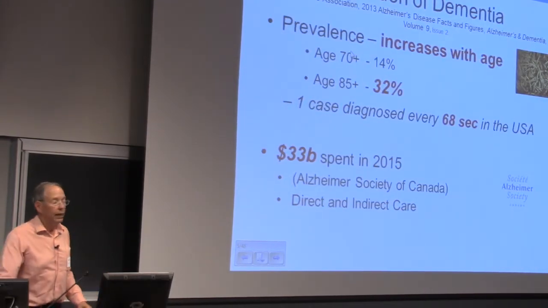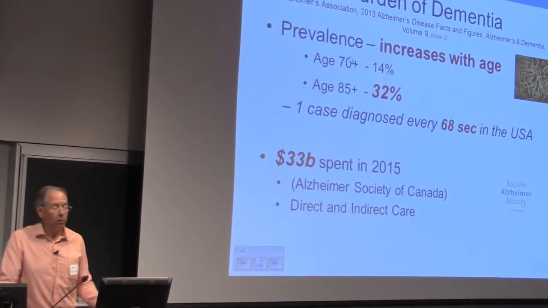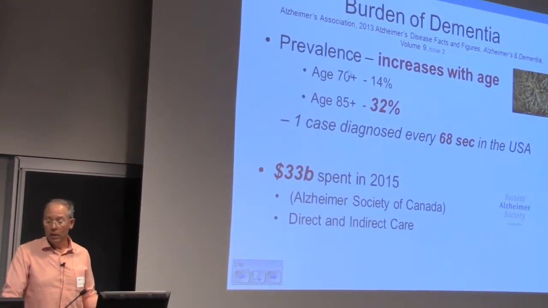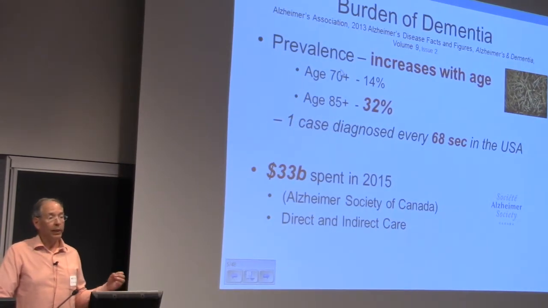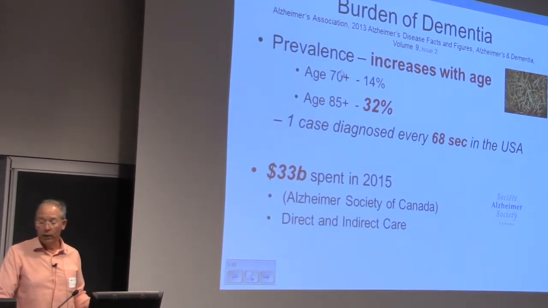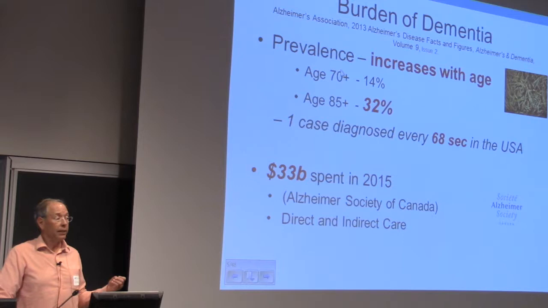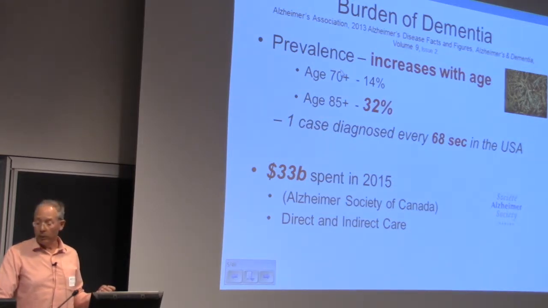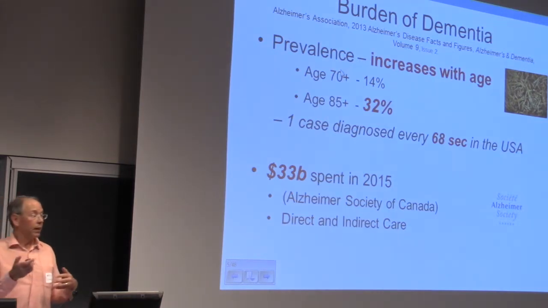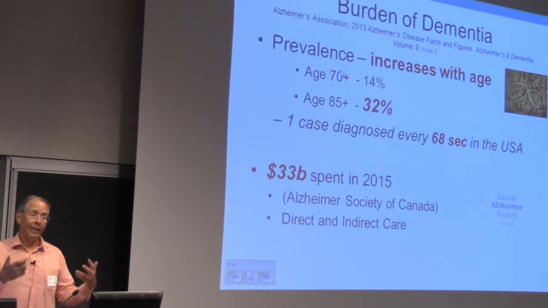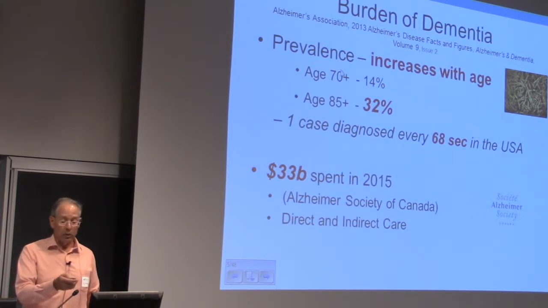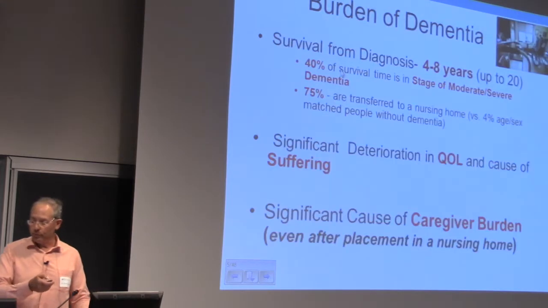And just quickly, I think everyone knows with the prevalence that the burden of dementia is increasing in the population. We know that about 1 in 3 people in their mid-80s will have some form of dementia. They say in the USA that there's 1 new case diagnosed every 68 seconds. It's just staggering, the burden in the population. And if you think about the economic burden, there's $33 billion spent a year in Canada in 2015. That includes both the direct care and the indirect care, if we think about people taking time off work to look after their families and hiring private caregivers.